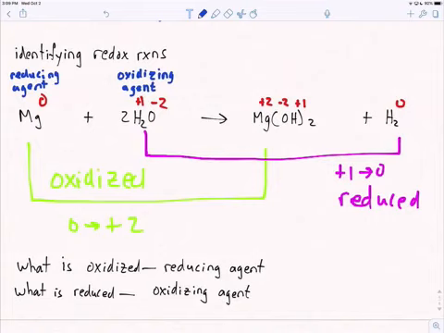So, identifying redox reactions. Students also have a hard time with this. The concept I want to tell you about is oxidizing agents and reducing agents. It's a little confusing because whatever is oxidized is actually the reducing agent, and what is reduced is the oxidizing agent. It's kind of the opposite, but it makes sense.